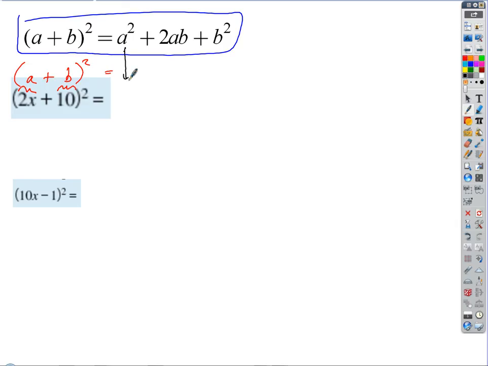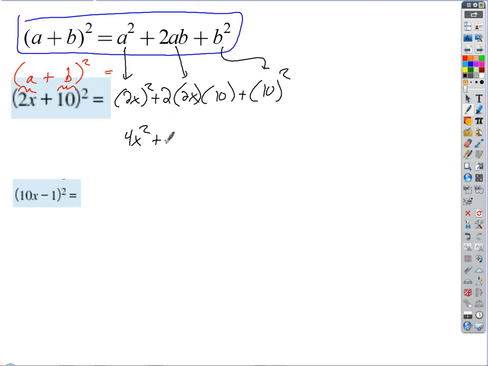So we're going to get, what's a squared going to be? Okay, the quantity (2x)^2 plus 2 times a, which is 2x, times b, which is 10, plus b squared, right? All I've got to do is just simplify that. That's easy to simplify, right? What's that term going to be if I distribute the two? Good. 4x^2. Now, what about this? 2 times 10. I always multiply the numbers first. 2 times 10 is 20, times 2x.